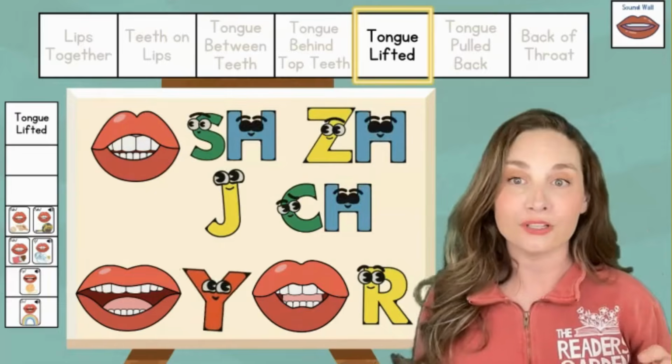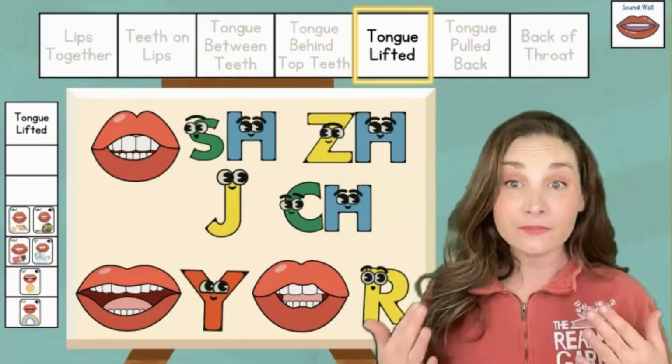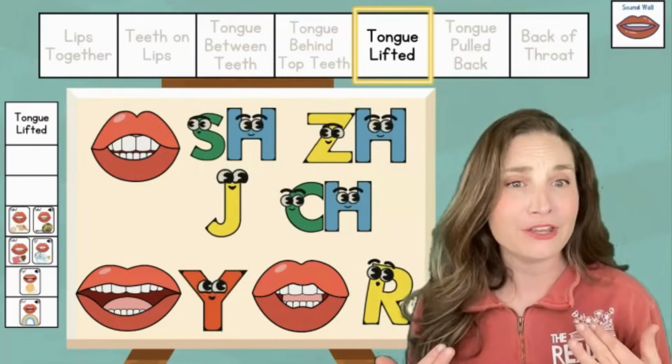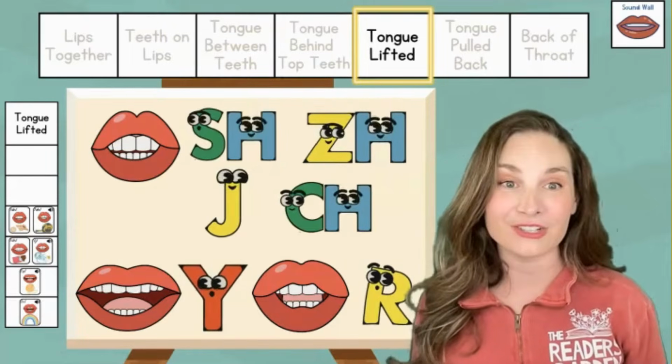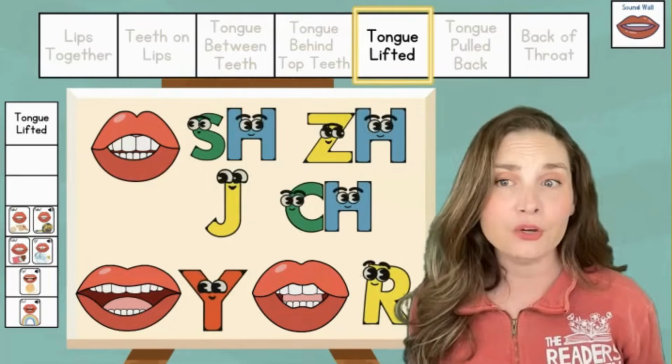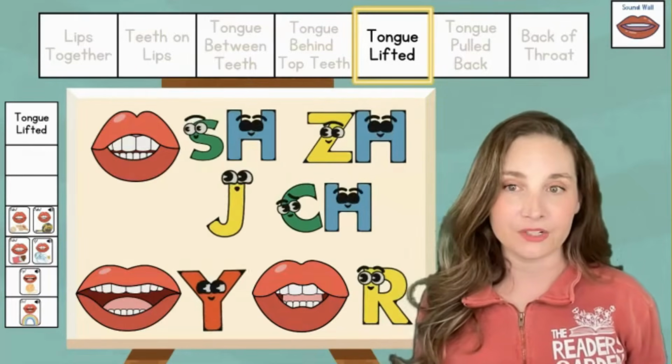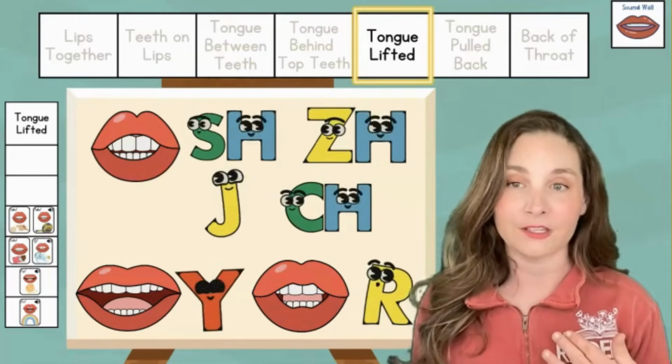Then we have one more for this type, for our tongue lifted. We have r, like in rainbow. Our tongue lifts and curls slightly, creating a pretty unique shape. This sound is actually one of the hardest sounds in the English language to make. So if it's a little tricky for you, know that this one just takes a little extra time for some people. It was really hard for me when I was a little kid.